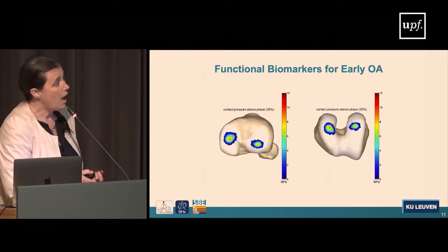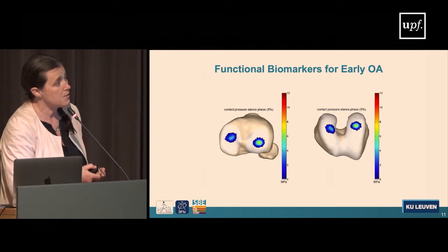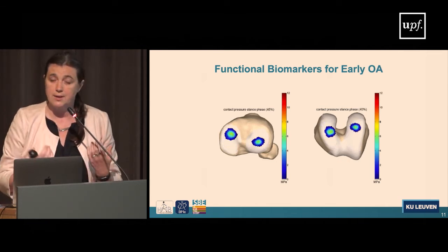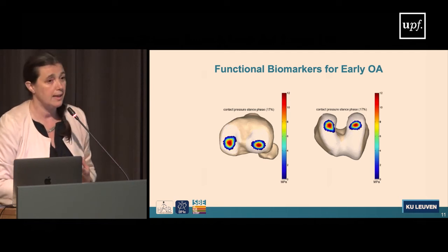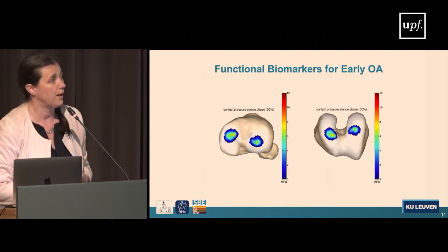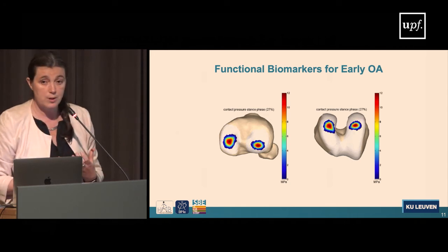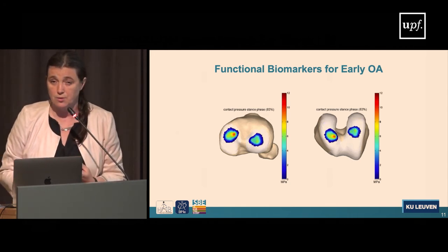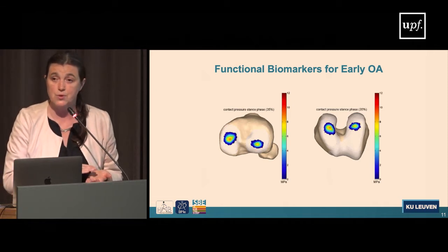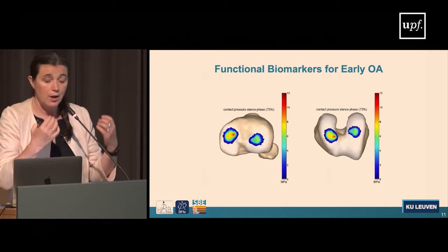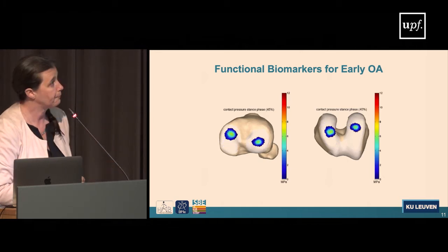So here you see how the pressure is changing during the stance phase of gait, and you can see the evolution of the pressure magnitude indicated with the colors, like in a finite element analysis, and also the location, how it changes during the stance phase of gait. So we are looking here at the contact pressure at the surface of the cartilage. We are not going into the tissue depth. For that, we need finite element modeling.